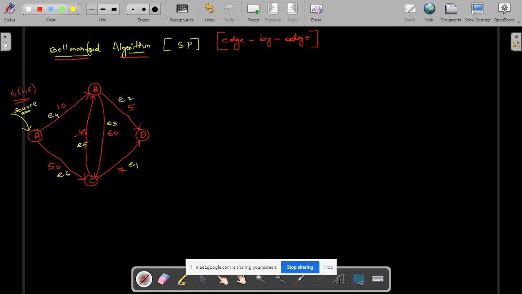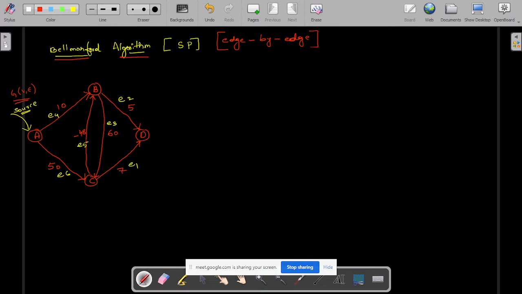Whenever you find something like this, if you find negative weights, immediately you have to understand that you have to apply Bellman-Ford. If you are finding negative weights, go ahead and apply Bellman-Ford.